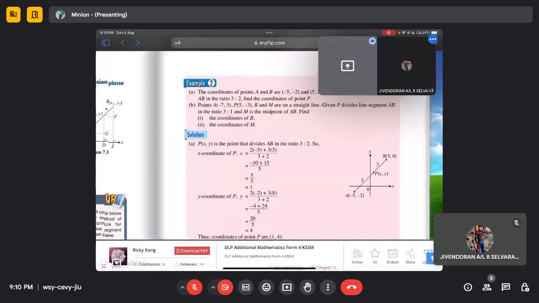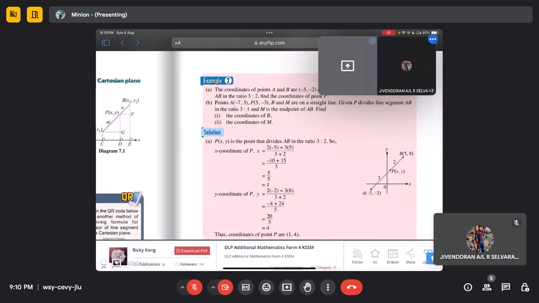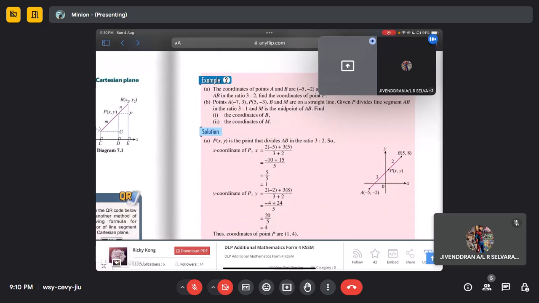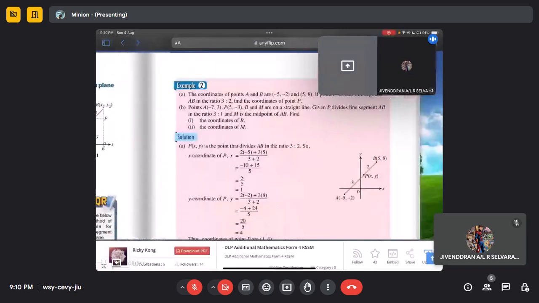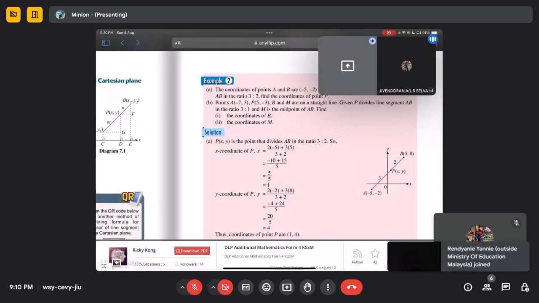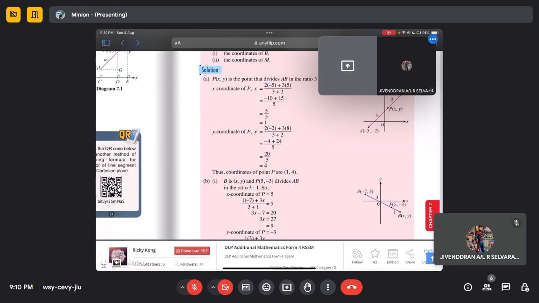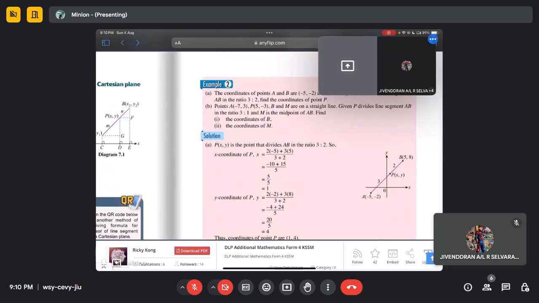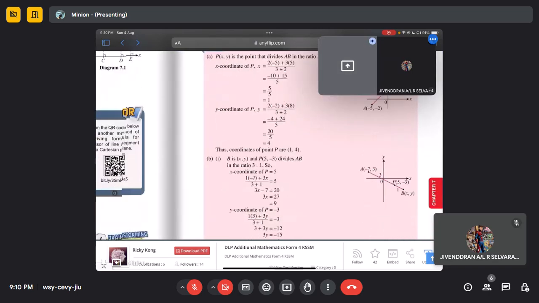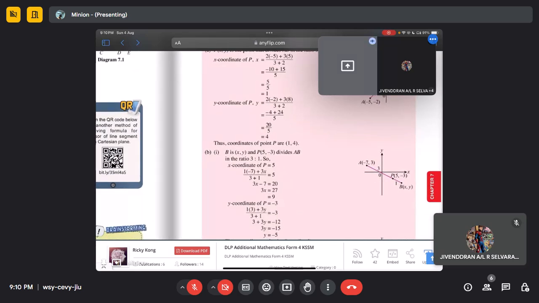Continuing with B. Points A (-7, 3), P (5, -3), B and M are on the straight line. Given P divides line segment AB in the ratio of 3:1, and M is the midpoint of AB, so M must be in the middle. Find the coordinates of B and M. B is not given.